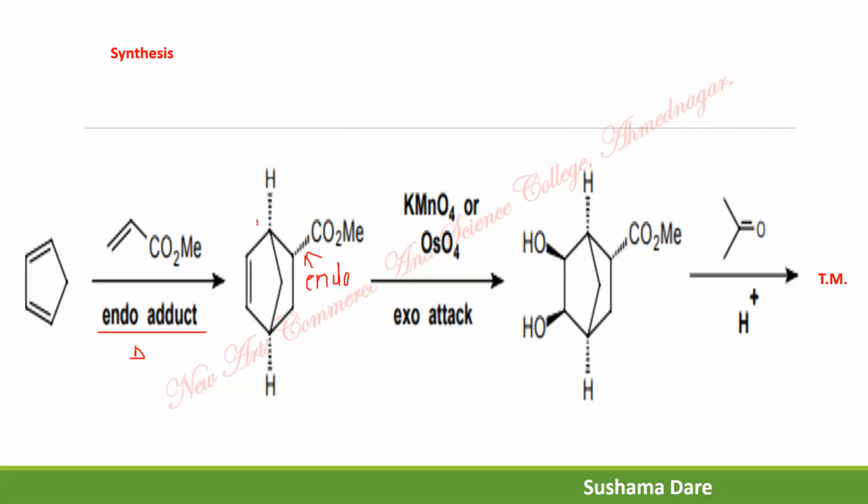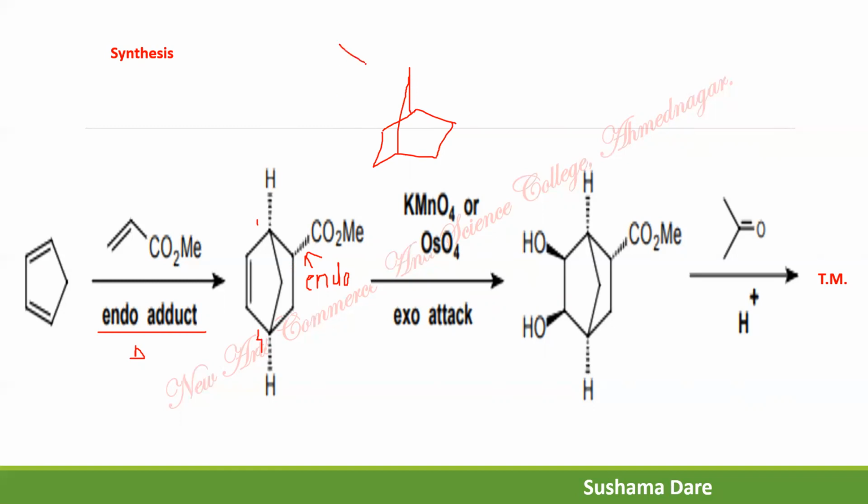So the bridgeheads are at the first and fourth positions. And if the methyl groups are absent at the bridge carbon, we call it a norbornane system. Now next thing is, this double bond is undergoing oxidation by using KMnO4 or osmium tetroxide. So what happens in this case, as it is a bridge system, if it is a bornane system, then what happens?